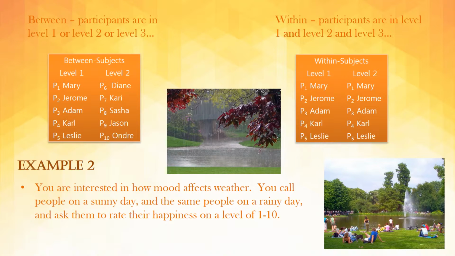So please pause the video and look at this version of the study, and once you're ready, unpause it. So this study, you have the same participants in your 2 conditions. You have the sunny day condition and the rainy day condition, and you have the same participants on the sunny day that you're calling on the rainy day. And because they are participating in both levels of your variable, that means that it's a within subjects design.